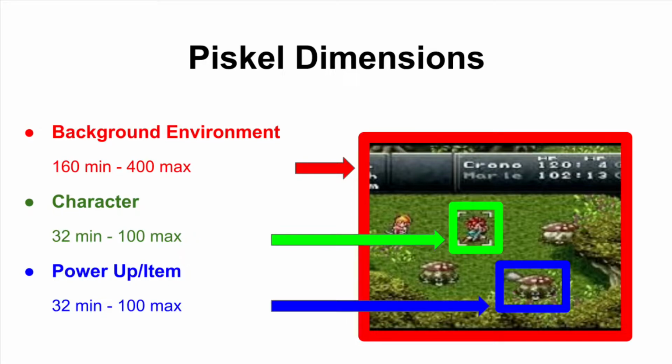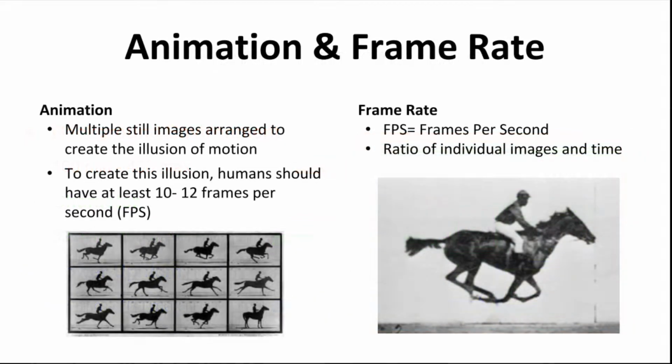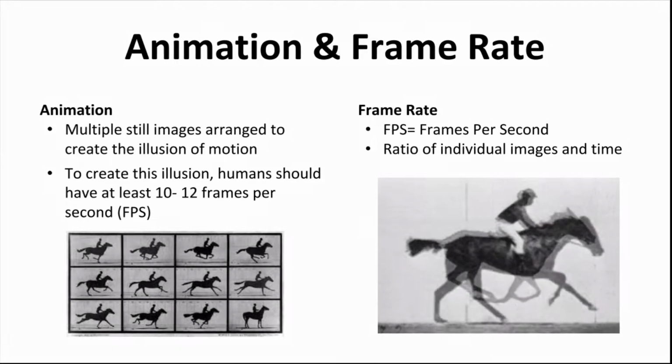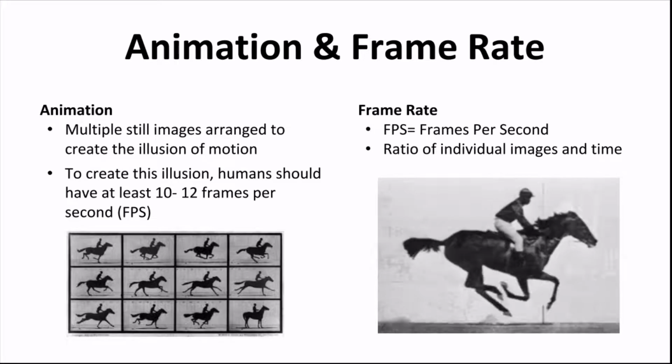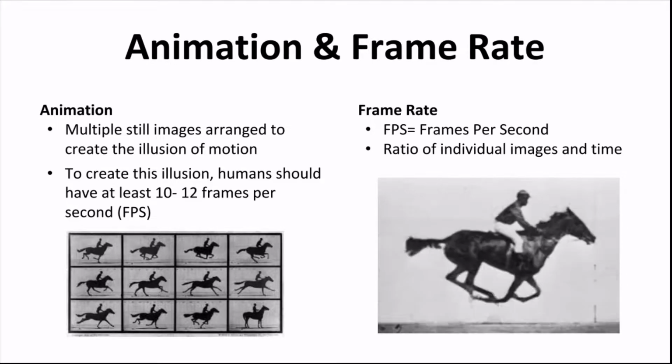So now what we're going to do is talk about new vocabulary terms: animation and frame rate. Animation is multiple still images arranged to create the illusion of motion. For example, this horse running here is simply just 12 still photographs quickly cycling through each other to create that action or that motion. A frame rate, or FPS, is just the ratio of the individual images per the time.